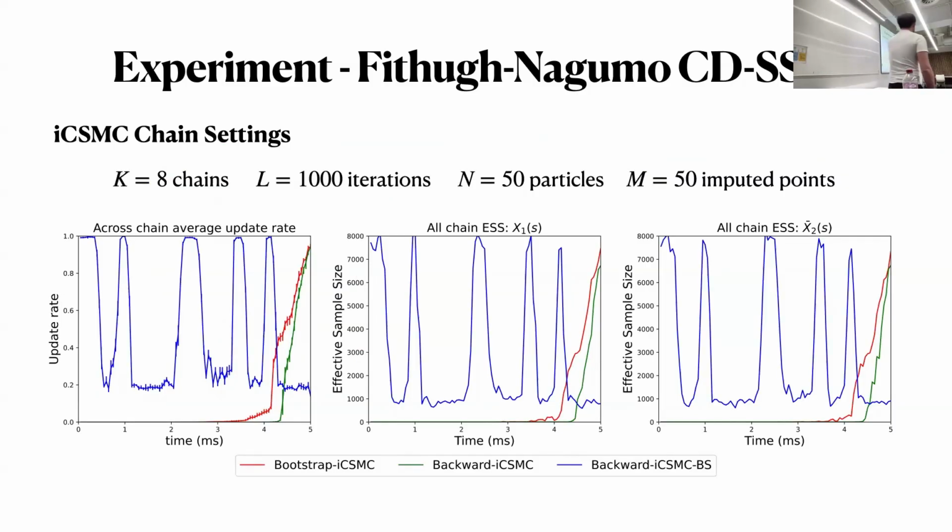Okay, so these are the results. We run 8 chains, each for 1,000 iterations. We use 50 particles in each of the particle filters. And because we're simulating paths in between observations of particles, we actually have to simulate imputed points. So these are just the algorithm settings.